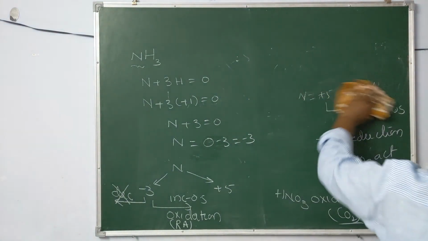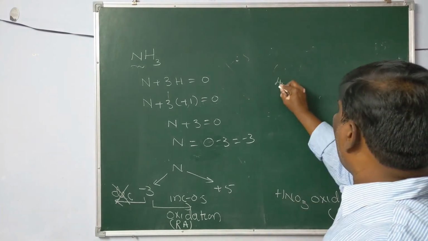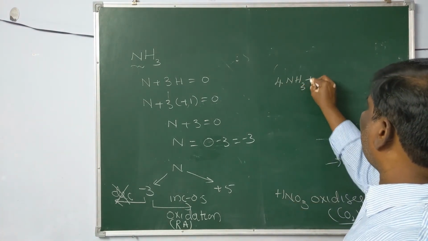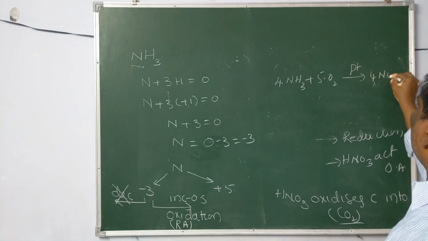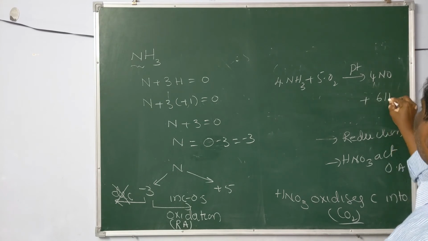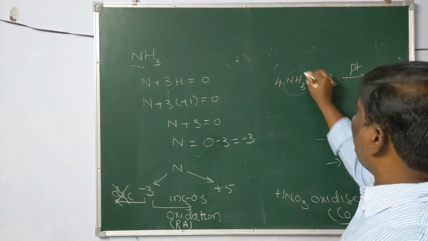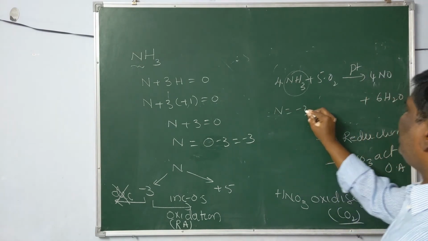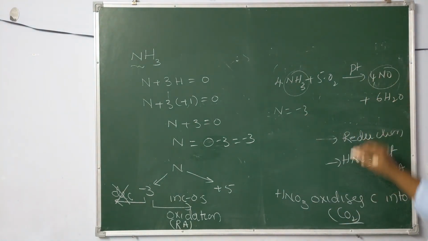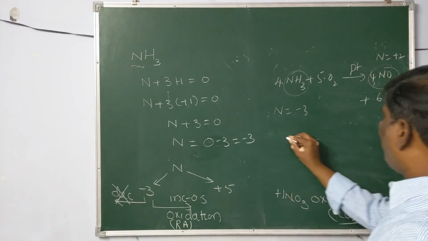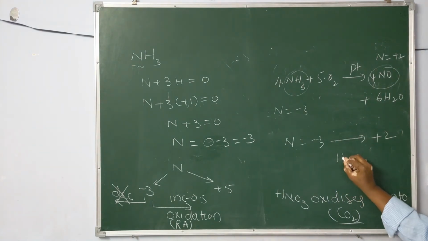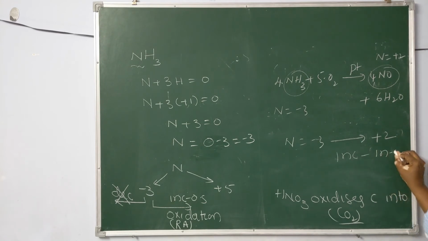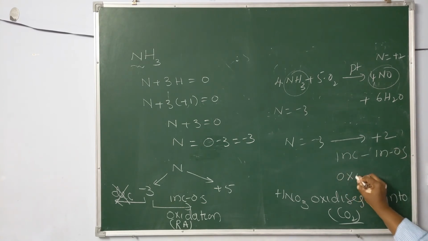Now we take one example. When ammonia is reacted with oxygen in the presence of platinum, then we get 4NO plus 6H2O. In this case, nitrogen oxidation state is -3, whereas here nitrogen oxidation state is +2. Tell me what is happening. -3 is changed to +2. That means there is an increase in oxidation state.